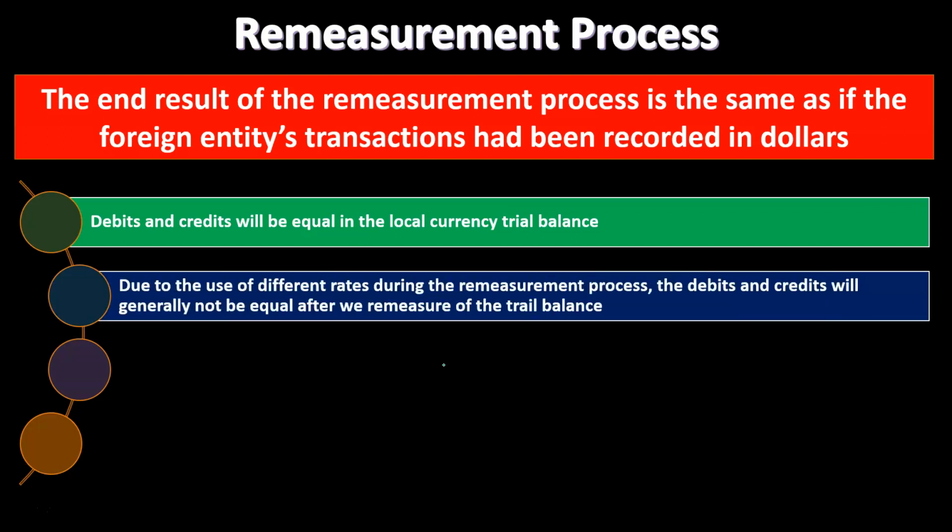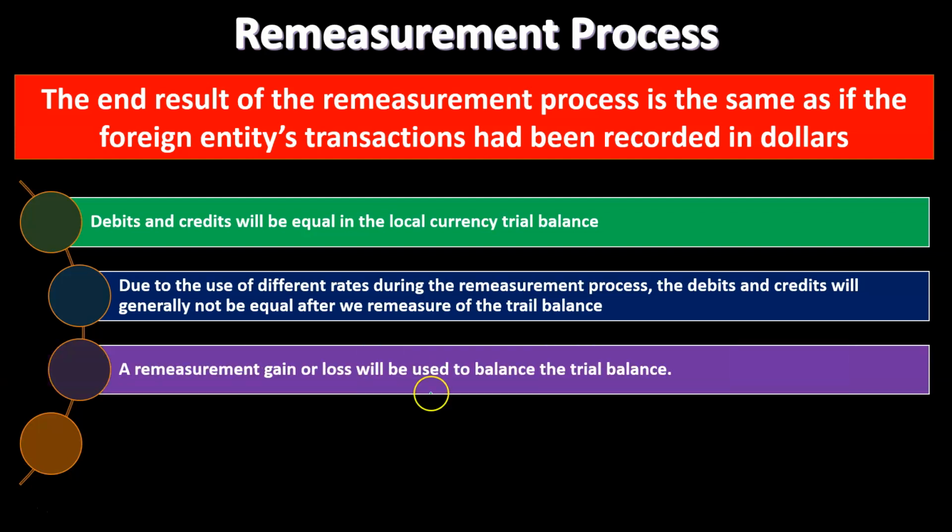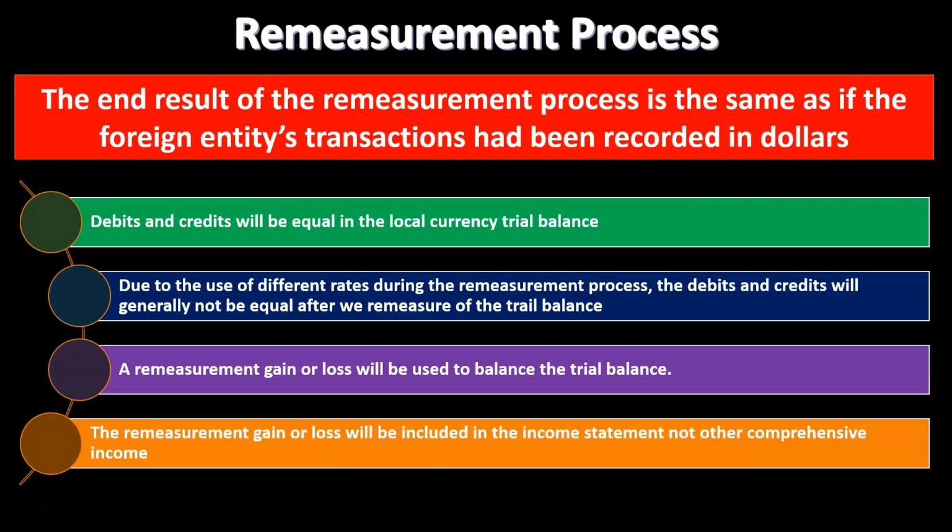And then due to use of different rates during the remeasurement process, the debits and credits will generally not be equal after we remeasure the trial balance. So then we're going to remeasure the trial balance from the foreign currency to US dollars. We're going to use different rates to do that, as we have discussed. Since we're using different rates and not one rate, we will then be out of balance in terms of debits and credits. A remeasurement gain or loss will be used to balance the trial balance. We're then going to record a remeasurement gain or loss because we'll be out of balance, and the difference is going to go to the remeasurement gain or loss.